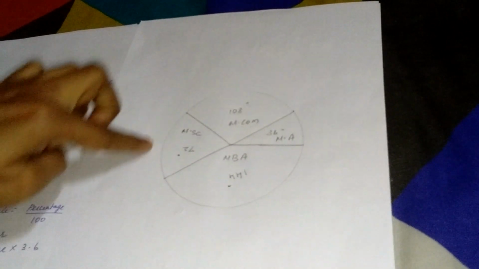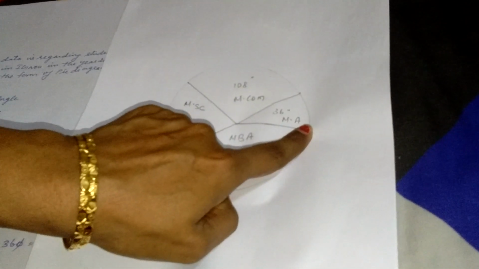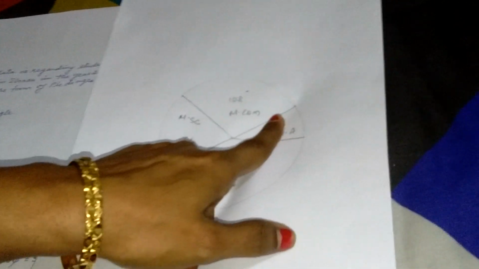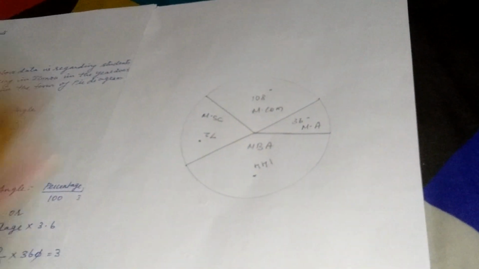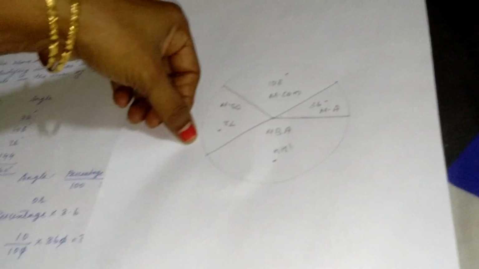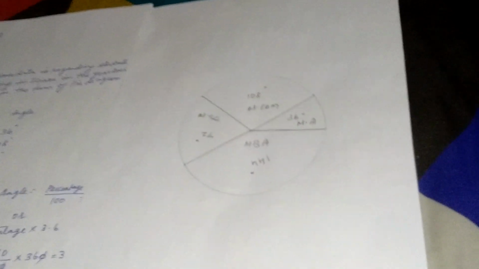First you have to draw a circle of any radius, point it, and draw a line. After that, whichever degree is there first, 36 degrees you will mark. After drawing that line, on top of the same line that you have drawn, you will mark the second one as 108, and in the same way you will join it. Again on top of the same, you will draw the next one and the other one. The remaining part is 144. So this is how the pie chart will be drawn.